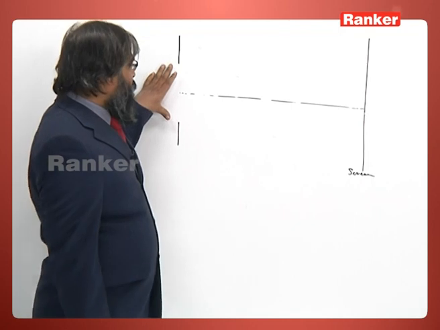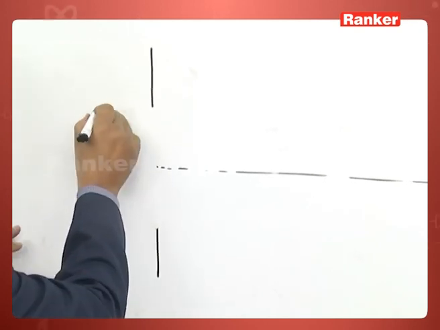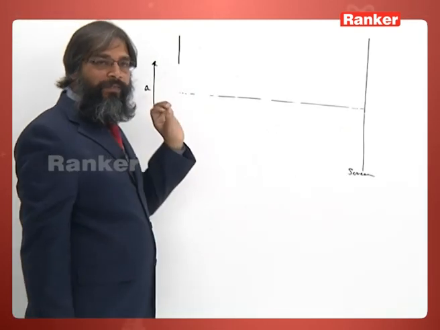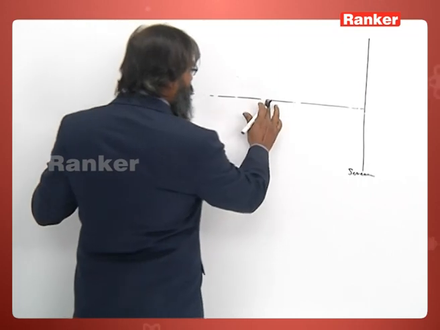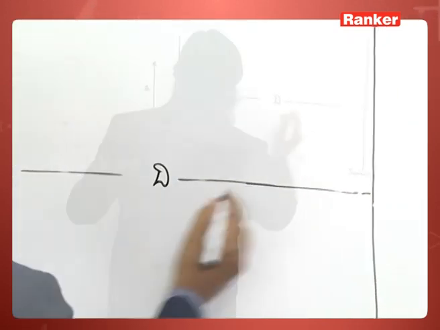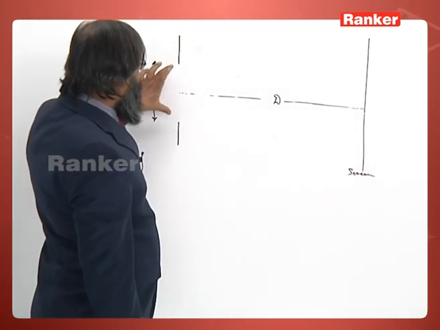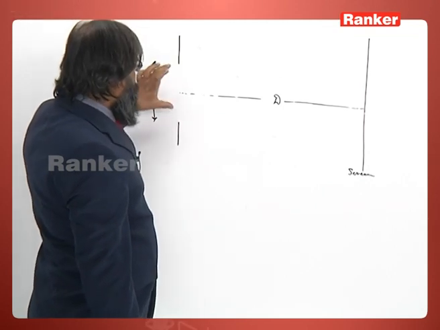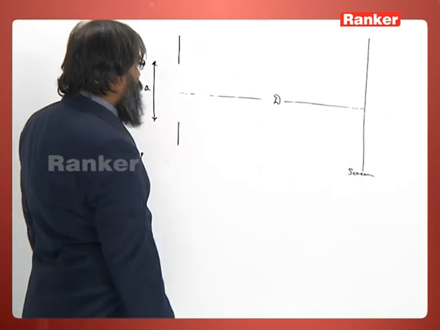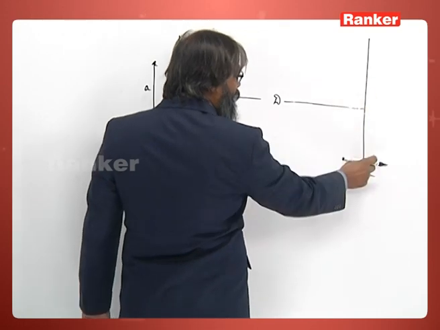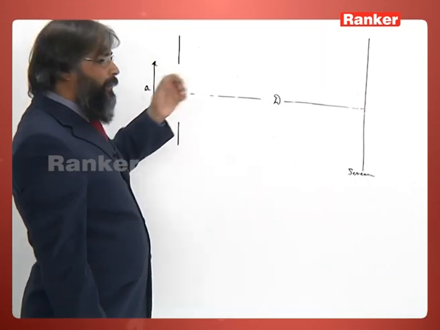So now you see, this is my slit. It has a width A. The standard terminology I will use: A is the letter I have reserved to denote slit width, and D is the letter I have reserved for the distance between the slit and the screen. This is a rectangular slit with dimension A. The width is A, not the length. Now we wish to calculate the nature of the intensity distribution here. So you see, we can do it mathematically.